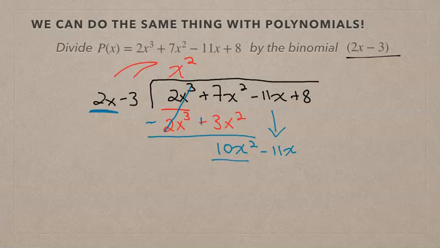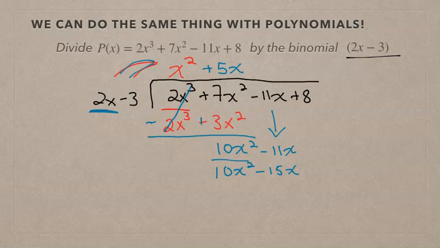2x times 5x gets me 10x squared. And then I'm going to take this 5x and I'm going to multiply it by this whole divisor. So 5x times 2x is 10x squared. Hey, look, it matches. It's supposed to. And then 5x times negative 3 is negative 15x.